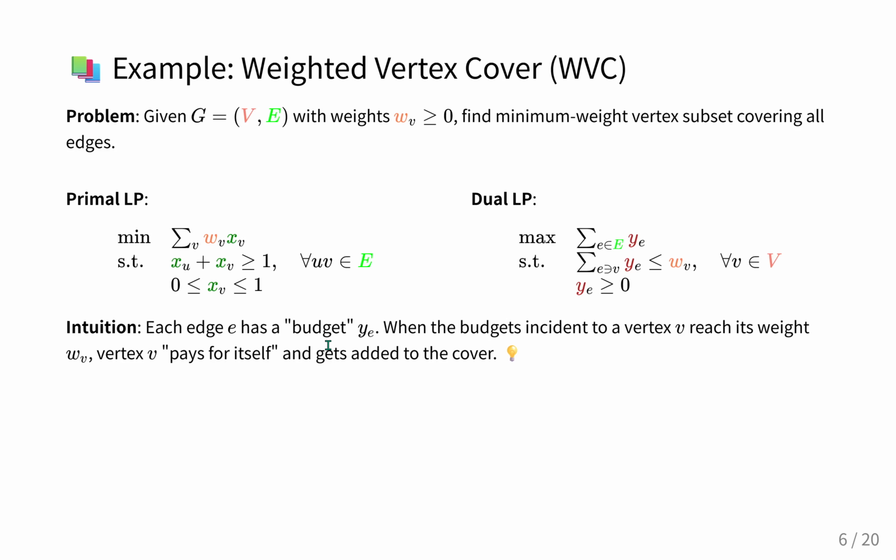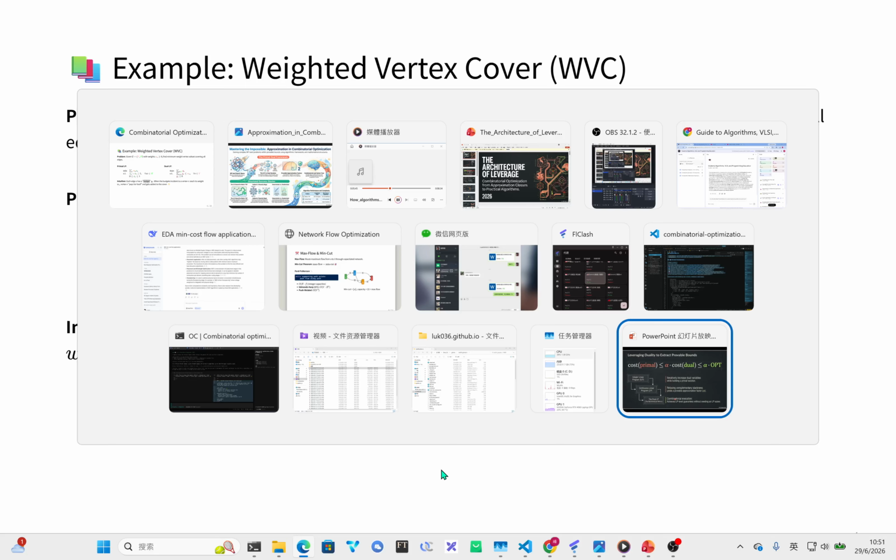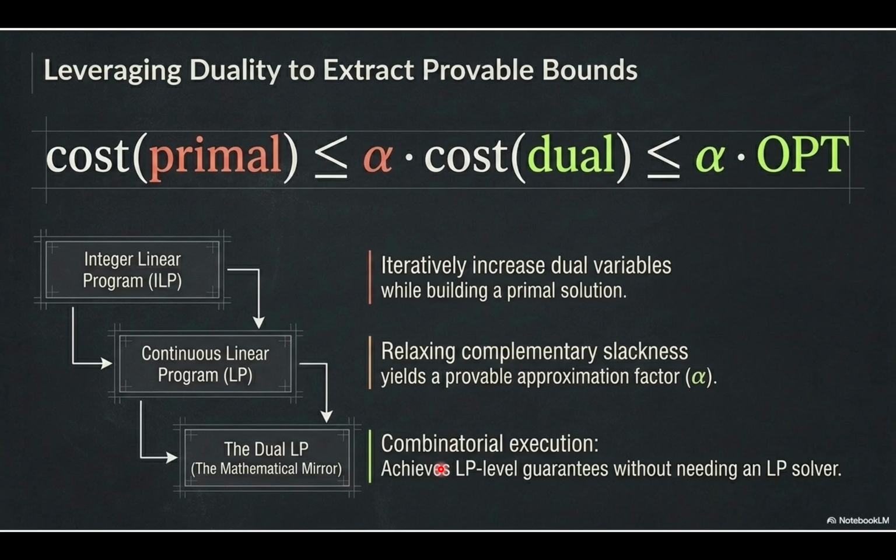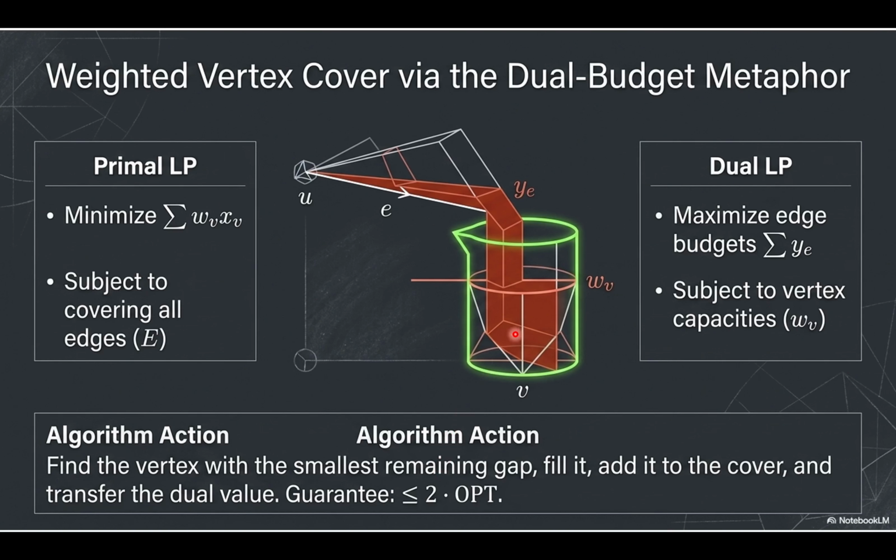Right. All the uncovered pathways are increasing their budgets simultaneously. And the second those budgets hit the activation cost of a server, boom, the server pays for itself. It's fully funded. You activate it, and now all the pathways connected to it are covered. And the math guarantees that the total cost of these crowdfunded servers is no worse than twice the optimal cost, 2 times OPT. Exactly. A guaranteed 2 approximation, and we never had to calculate the perfect cover.